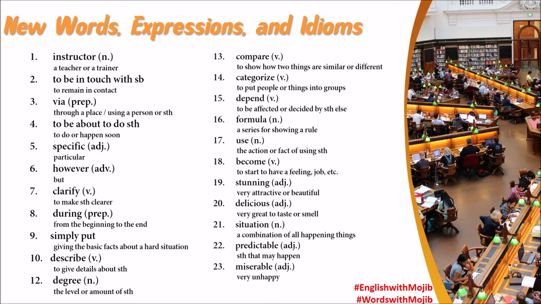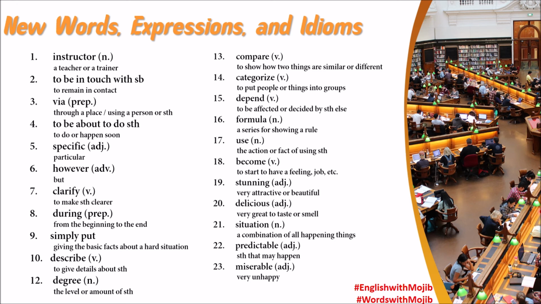Categorize, to put people or things into groups. Depend, to be affected or decided by something else. Formula, a series for showing a rule. Use, pay attention to the pronunciation. It's use, the verb. Use is the verb form. Use is the noun, the action or fact of using something. The noun form of use is use.